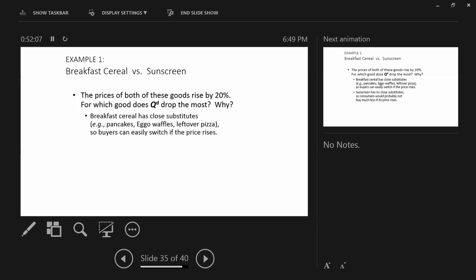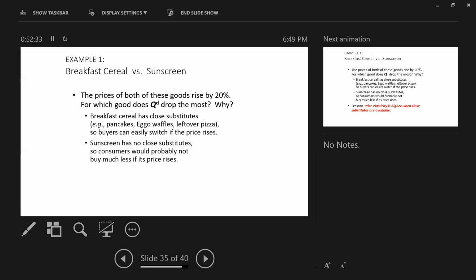Sunscreen, on the other hand, doesn't really have very many close substitutes. If you want to protect yourself from the sun and you don't have sunscreen, your options are extremely limited. Maybe you could buy an umbrella. Maybe you could buy some heavier clothes or not go out in the sun. But point being, when the price of sunscreen goes up by 20%, the demand for sunscreen does not change very much at all because there are no close substitutes.